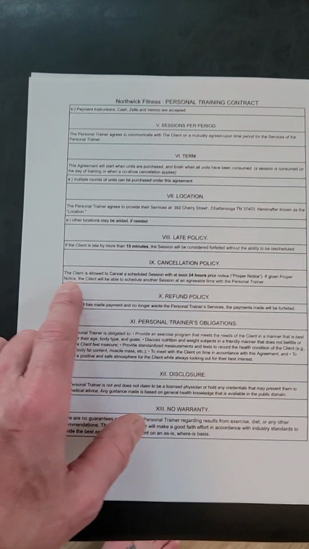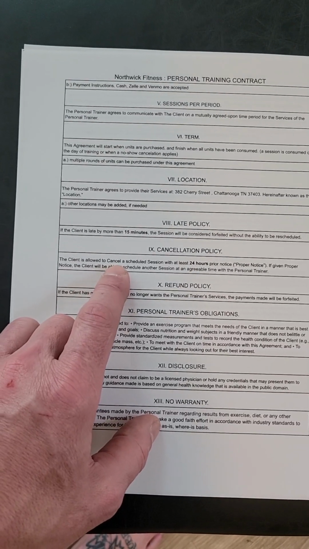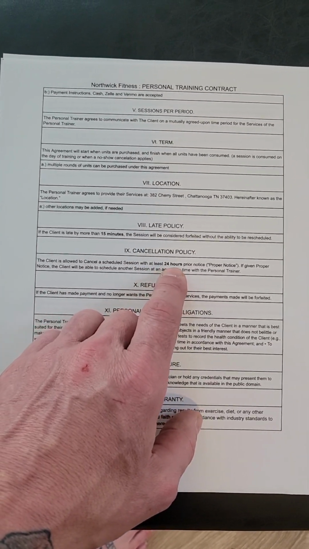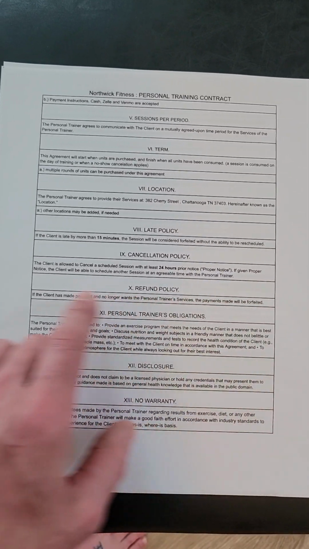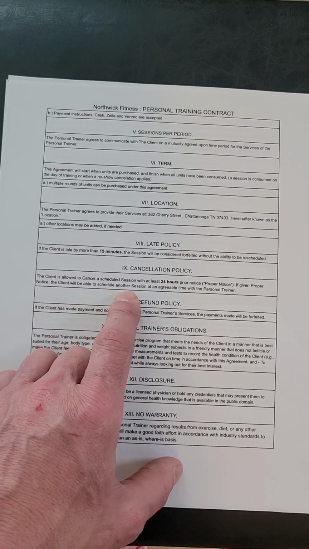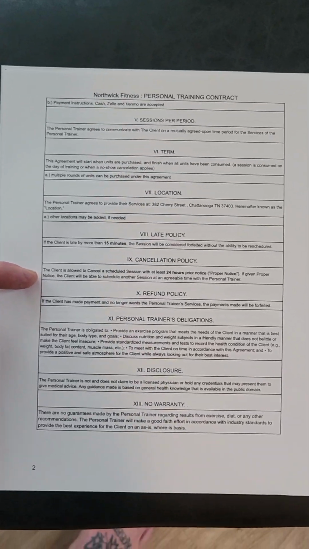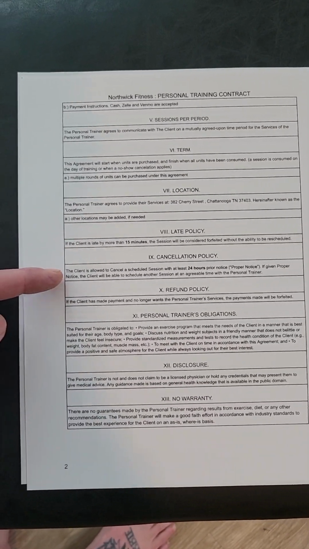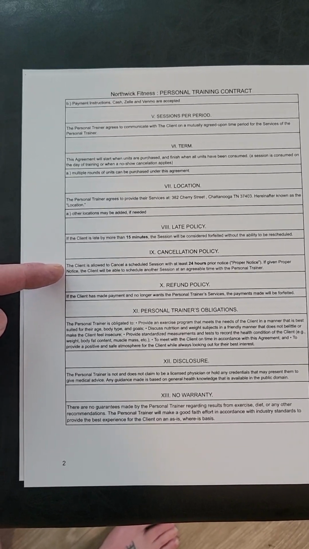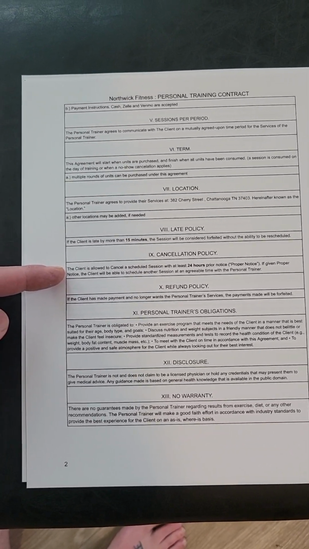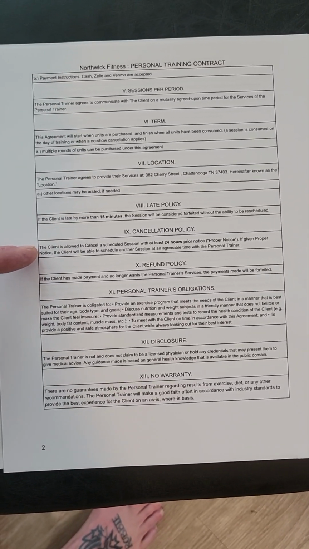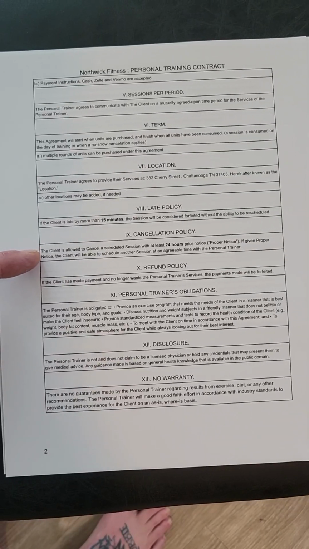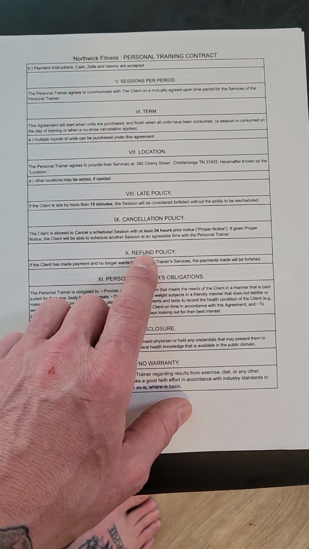Cancellation policy. The client is allowed to cancel a scheduled session with at least 24-hour prior notice. This is the proper notice. If given proper notice, the client will be able to schedule another session at an agreeable time with the trainer. So just let me know if it's the day before. I can remove anything off the schedule, no problem, as long as I at least have 24-hour notice. This is flexible though. If you're sick or if there's a family emergency, obviously we'll pull it off the schedule with limited notice. Refund policy.